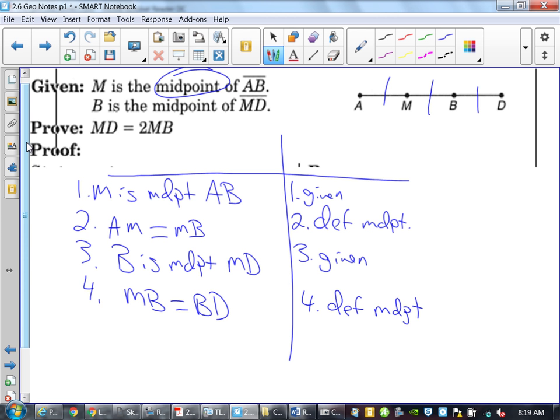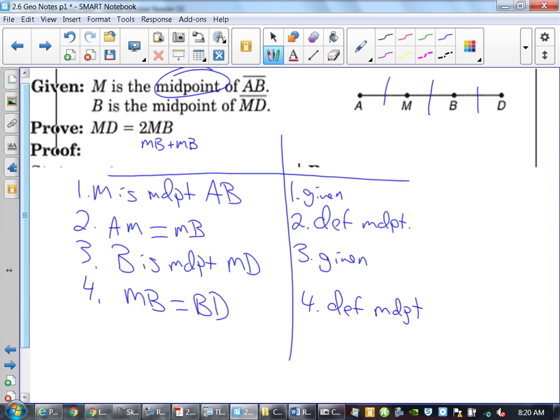It's repeated addition. Multiplication is adding multiple times. So 2 plus 2 plus 2 is 2 times 3, which is 6. That kind of thing. So what they're saying here is this is the same thing as saying MB plus MB. So what I want to do is figure out a way that I can get MD written out.